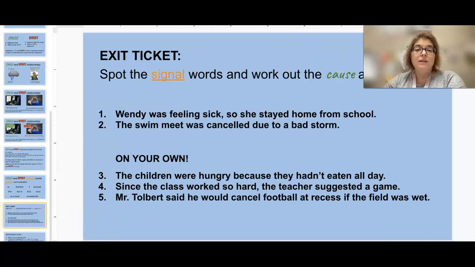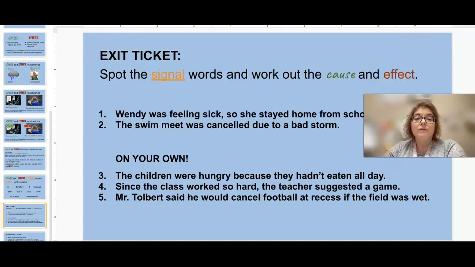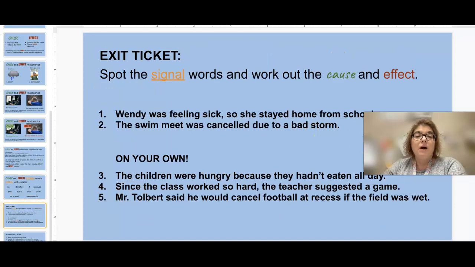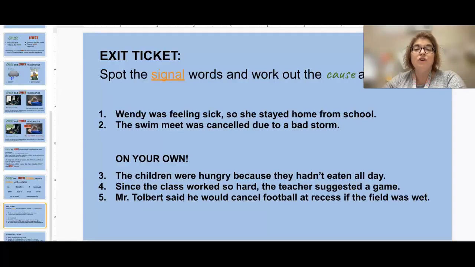Now, here is your exit ticket. All right, so let's take a look. Spot the signal words, these words that are on this slide, and I will make an assignment so you can do it. Look for the signal words and work out the cause and effect. So we're going to do the first two together. Wendy was sick, so she stayed home from school. All right, so what is our signal word? Our signal word is so, right?